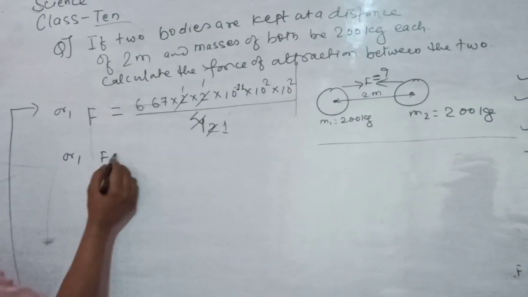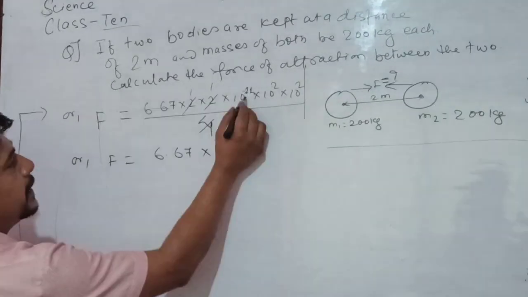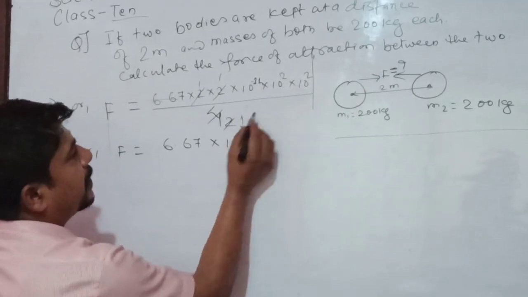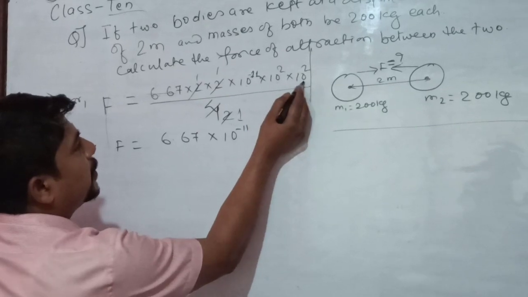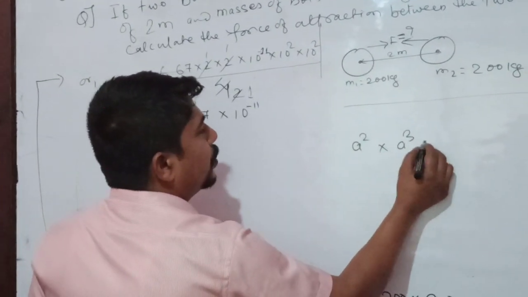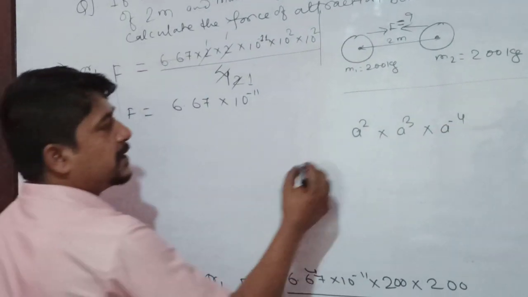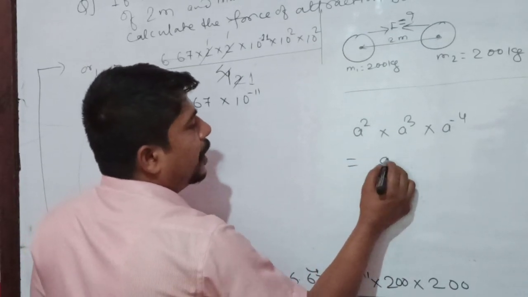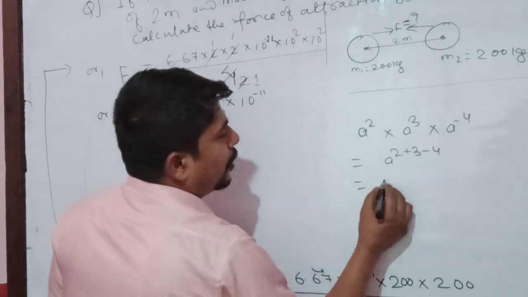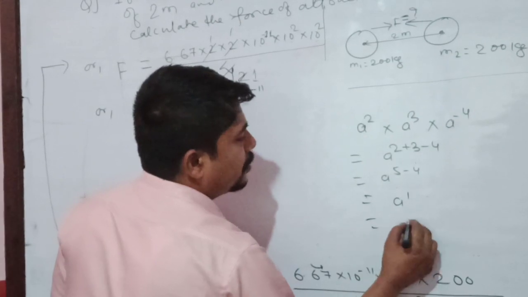Mind you, F equals 6.67 into 10 to the power minus 11 above. If the bases are the same, you can simply say a squared into a cubed into a to the power minus 4. How did we do this in maths when we read shortcuts? If it is written like this, it equals a to the power 2 plus 3 minus 4, equals a to the power 2 plus 3, which is 5, minus 4, equals a to the power 1, equals a. That was the answer.